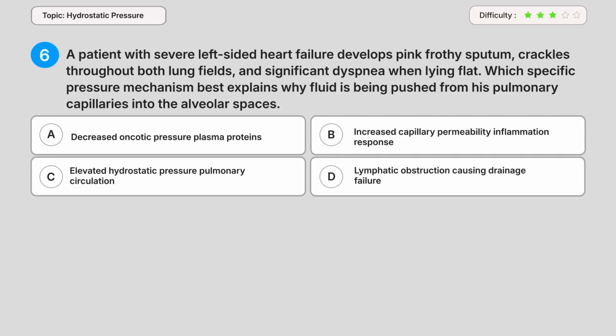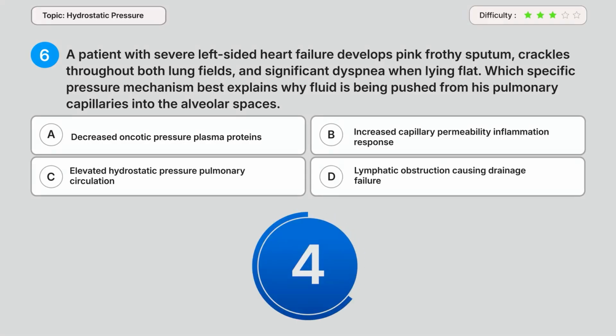A. Decreased oncotic pressure, plasma proteins. B. Increased capillary permeability, inflammation response. C. Elevated hydrostatic pressure, pulmonary circulation. D. Lymphatic obstruction causing drainage failure. Do you know the answer?